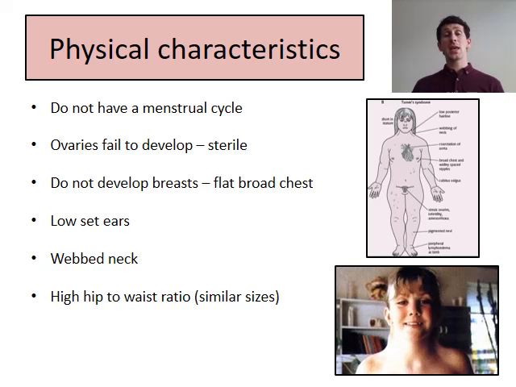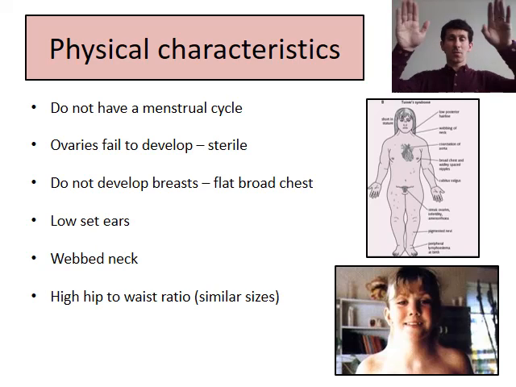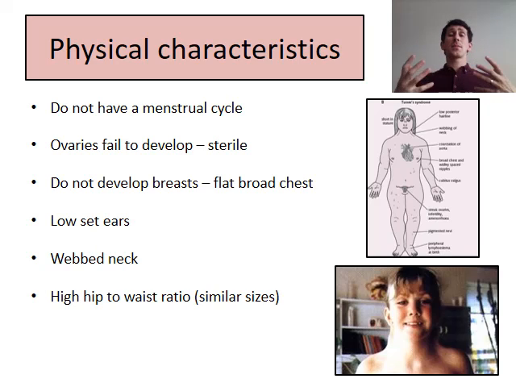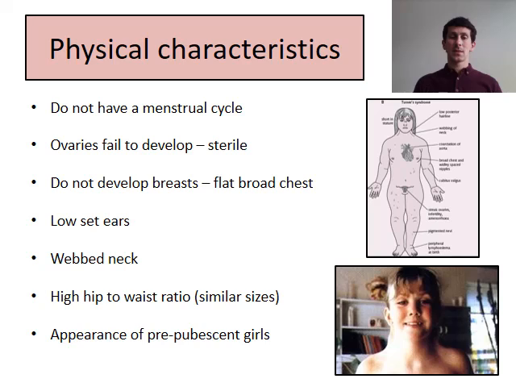And they also have a high hip to waist ratio. So women's hips usually go in and out, that sort of bell-shaped curve, whereas people with Turner syndrome, their hips and their waist are usually the same size. Okay, so there's no difference really between their hips and their waist. And overall, they generally have a very immature or prepubescent look. They look like a prepubescent girl.